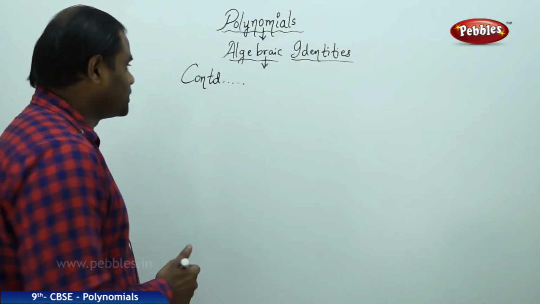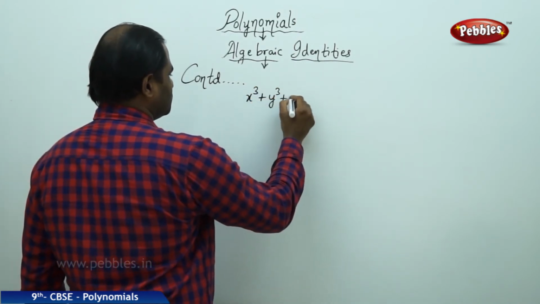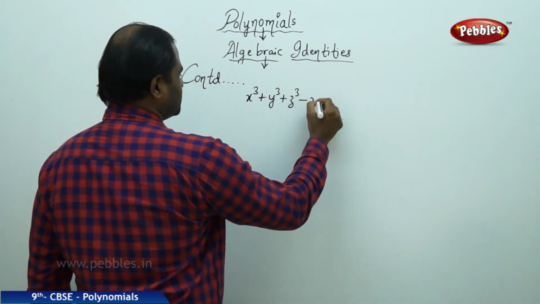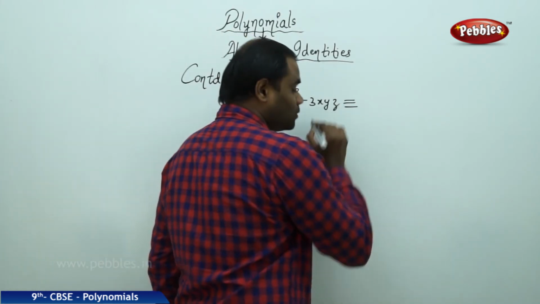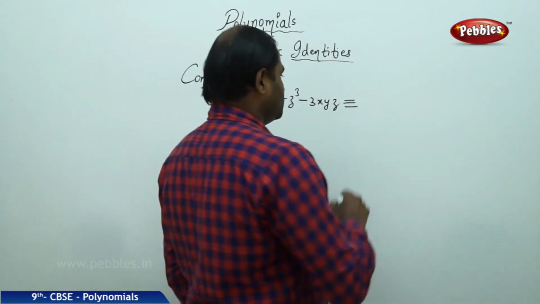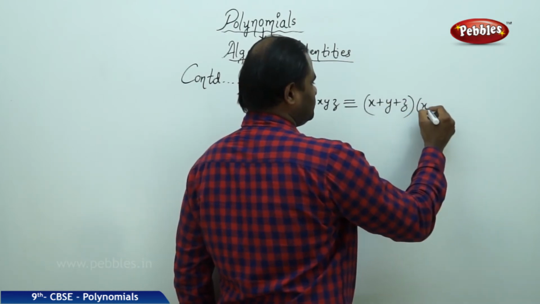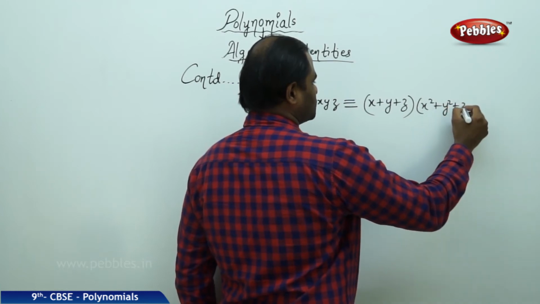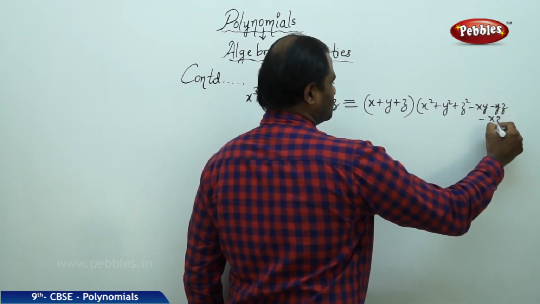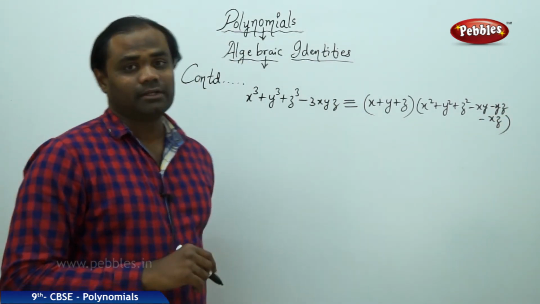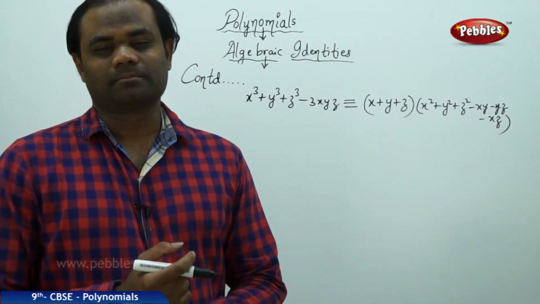The next algebraic identity identified is x cube plus y cube plus z cube minus 3xyz, which is universally identically equal to x plus y plus z times x square plus y square plus z square, and so on. That is how we identify this example problem.